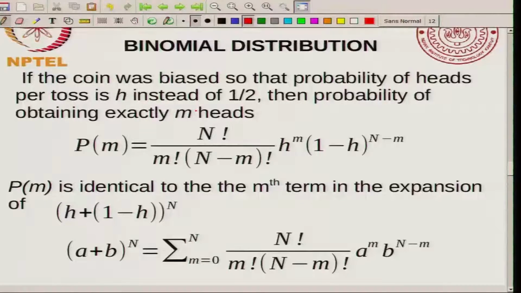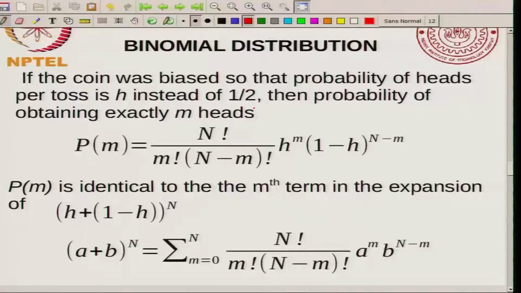So, suppose the coin were biased. The probability of heads in each toss is not 50%, but h, which is a fraction less than 1. It might not be exactly half, it might not be 0.5, it might be say 0.6. So, you have a coin that is slightly biased, it might be slightly misshaped, or for some reason it gives heads more often than tails. So, h is the fraction of times it gives heads.